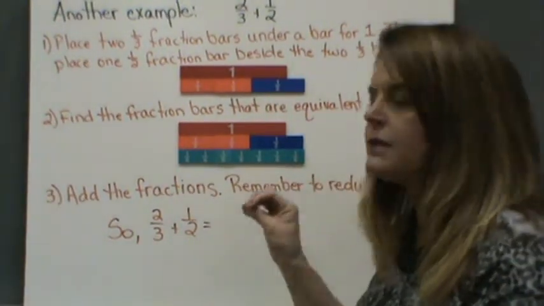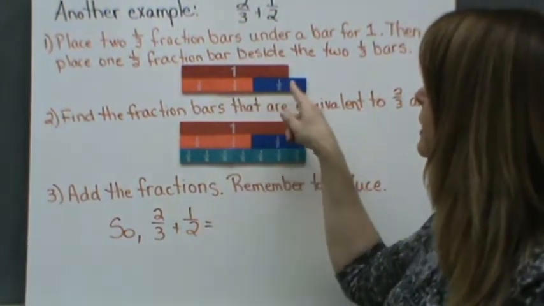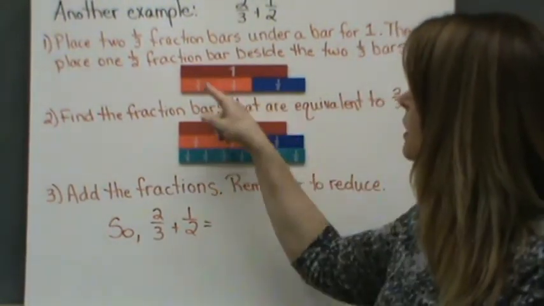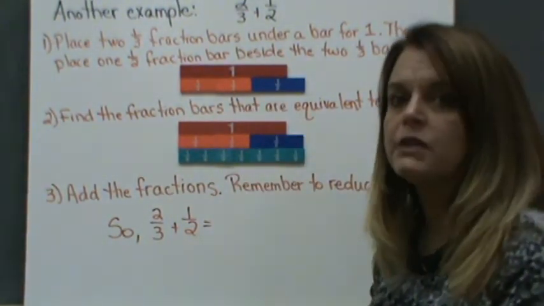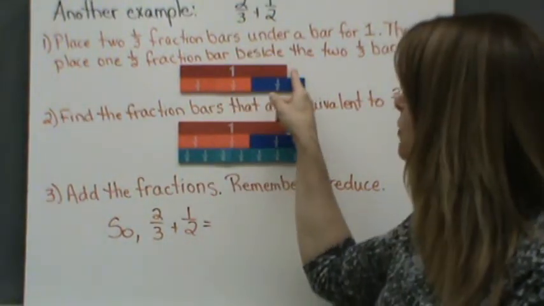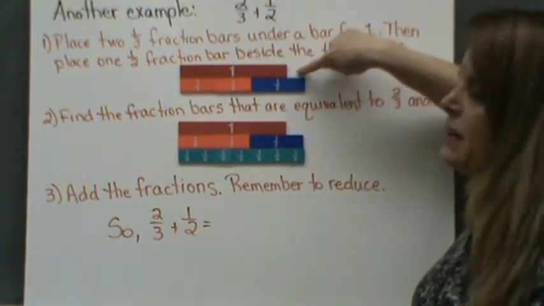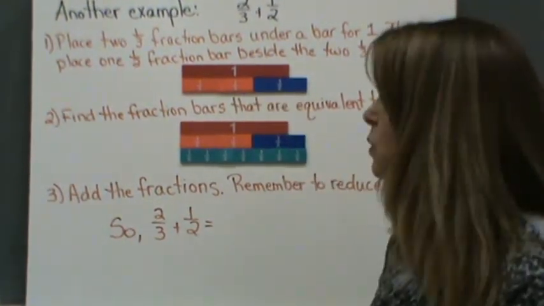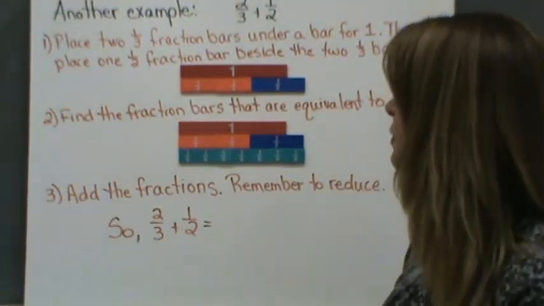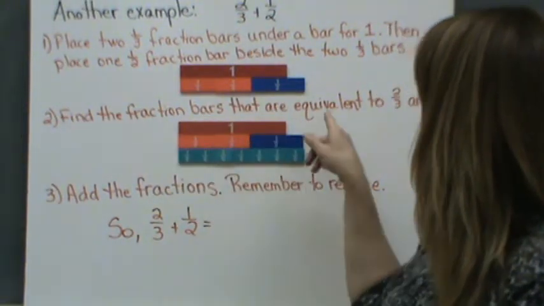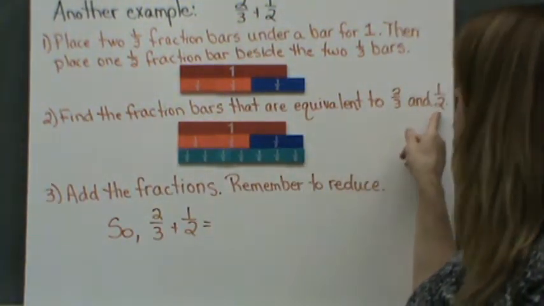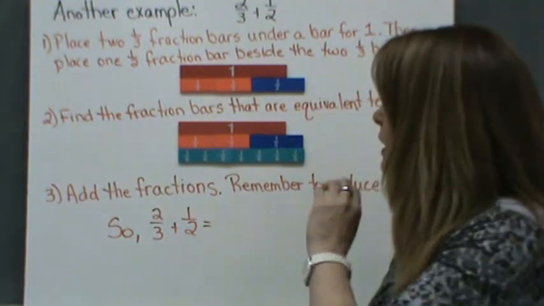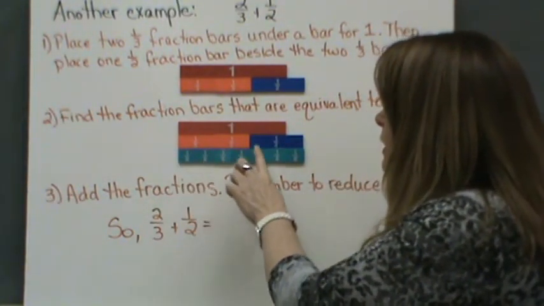Well, I can look at this equation, and I've lined it up underneath my 1, and I immediately know that the sum of 2/3 plus 1/2 is going to be more than 1 because it goes out past the bar here, and I can see that this is going to be greater than 1. So I have to find the fraction bars that are equivalent to 2/3 and 1/2. To look at my bag and find the pieces that are going to fit inside.